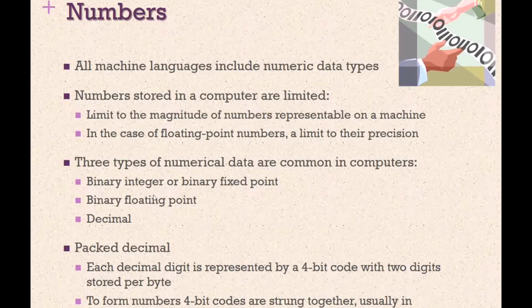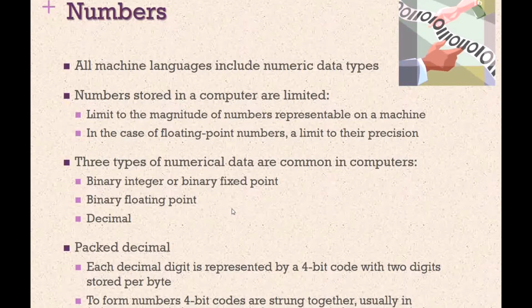There are three types of numerical data commonly used in computer systems or digital systems: binary integer or binary fixed point, binary floating point, and the last one, decimal. So how do we use packed decimals? Each decimal digit is represented by a 4-bit code, with two digits stored per byte.